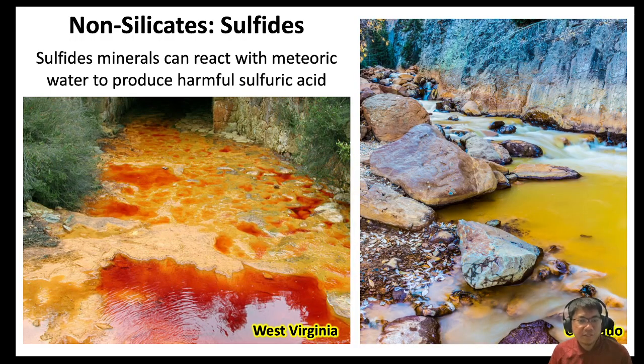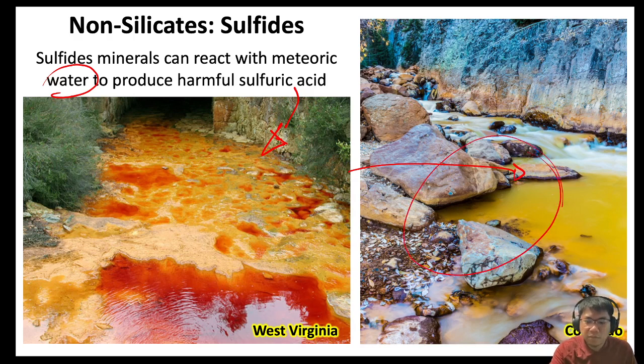Some hazards that are associated with these minerals include that these sulfide minerals can actually react with water, with rainwater or fresh water, to produce harmful sulfuric acid, which we see here in an abandoned mine in West Virginia or in a river in Colorado. This river, I have talked about in previous videos already.